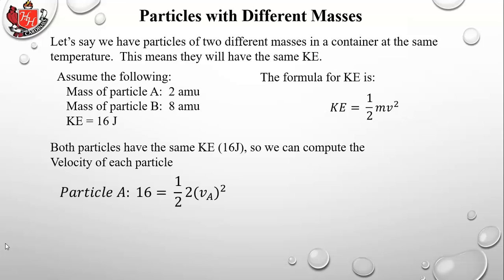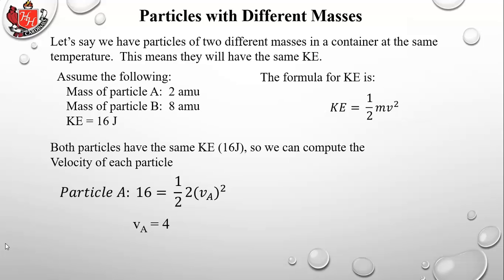For the lighter particle, particle A, you take the formula: 16 equals KE, 1/2, mass is 2, velocity squared. Don't worry, you won't have to solve this in class or on an assignment or a test. It's just a demonstration. But if you do the algebra on that, you'll find that the velocity of particle A, that's VA, is 4, we can say meters per second.